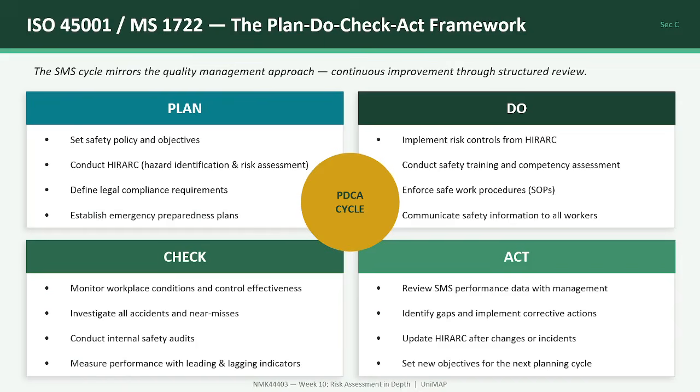Act. You respond to what the check phase found. Management reviews the performance data. Gaps are identified and corrective actions are implemented. Hierarchy forms are updated to reflect any changes in processes, equipment, or exposure patterns. New objectives are set for the next PDCA cycle.